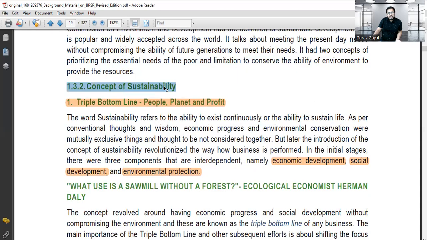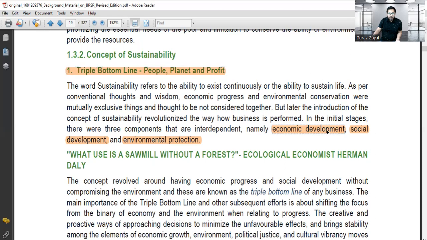So what is the concept of sustainability? Basically, we are discussing the triple bottom line approach: people, planet, and profit. And what is the triple bottom line? Economic development, social development, and environmental protection. Economic development is that we are growing economically and adding value to the organization or the society as a whole. Then social development is what benefit we are giving to the society as a whole, not just to the organization where we are working. So this needs to be done. And environmental protection: economic growth and social growth should not be at the cost of the environment. So this is how the triple bottom line approach needs to be followed.